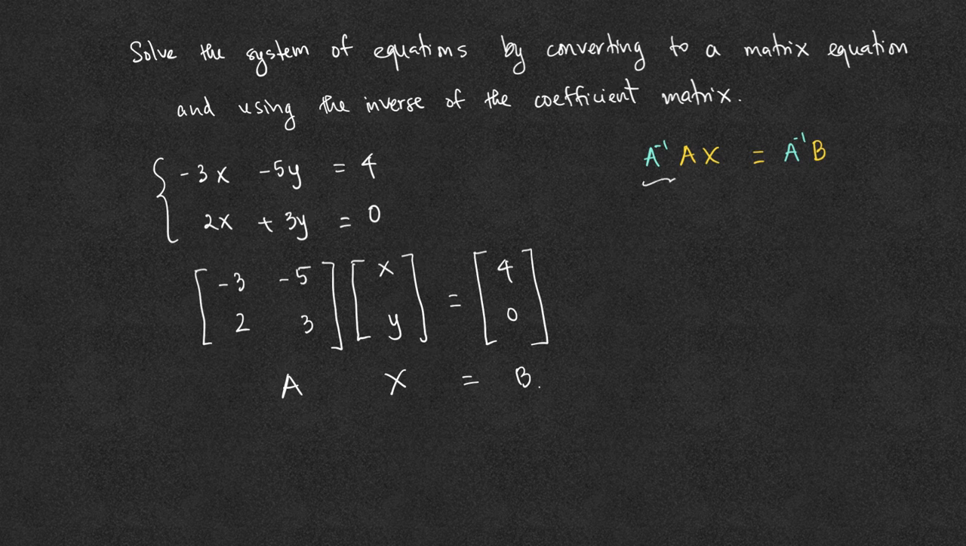The product A inverse A is the identity matrix. I times X equals A inverse times B. But any matrix multiplied by an identity matrix is itself. So we end up with X equals A inverse B.